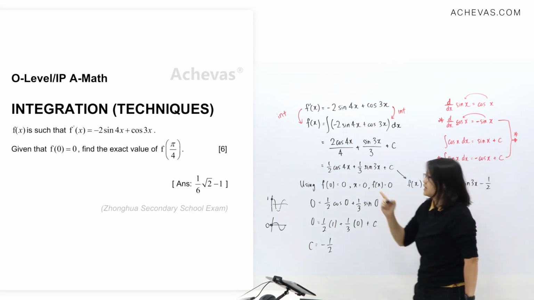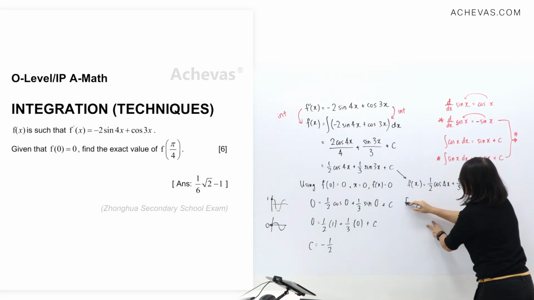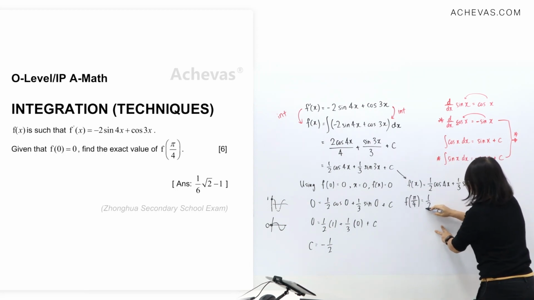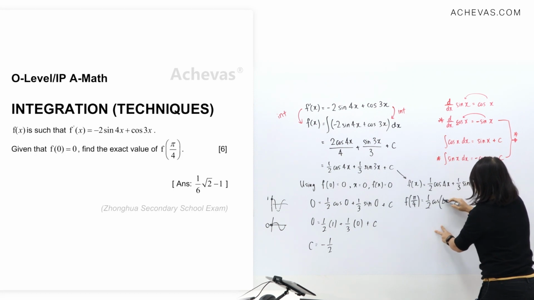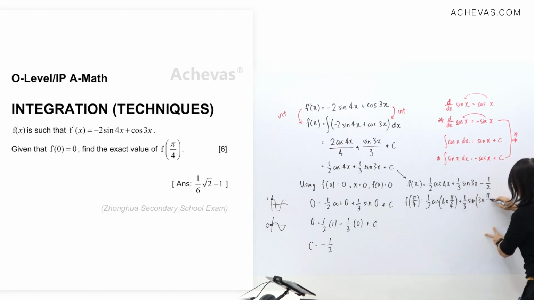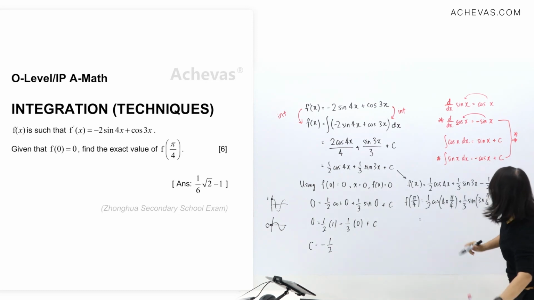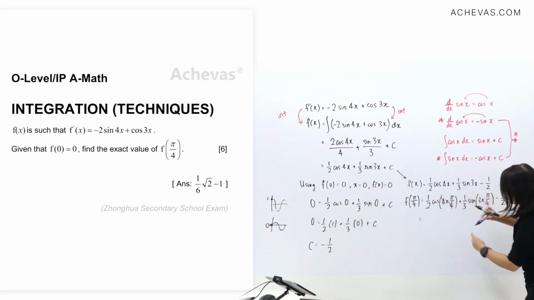So what we need to find is f(π/4). Let me insert π/4 here. So we have 1/2 cos of 4 times π/4, plus 1/3 sin of 3 times π/4, minus 1/2. Let's lower down this one here. So 4 and 4 cancel.